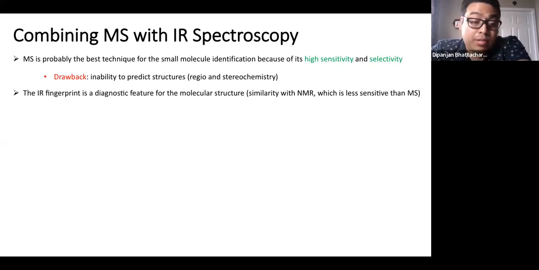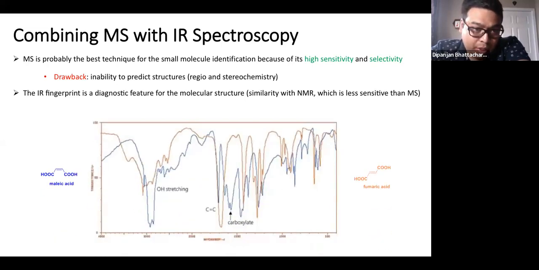IR does, because IR is basically a fingerprint of every single molecule. Just to give you an example, if you look at these two structures here, they are cis-trans isomers of the same thing. Very, very close structures, but you can clearly see that the IR fingerprints are significantly different.